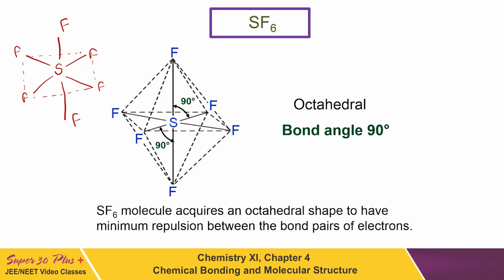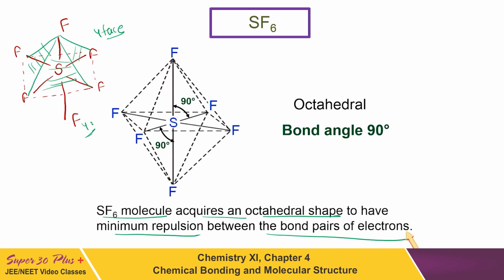If you join this with all others, see students, you will see 4 faces. 1, 2, and 2 are in front of us, 3, and then 1 is on another side, 4. So 4 faces here and 4 faces below. There is a formation of 8 faces. Remember, this SF6 molecule acquires an octahedral shape to have minimum repulsion between the bond pair of electrons, because in the octahedral shape repulsion is minimized.